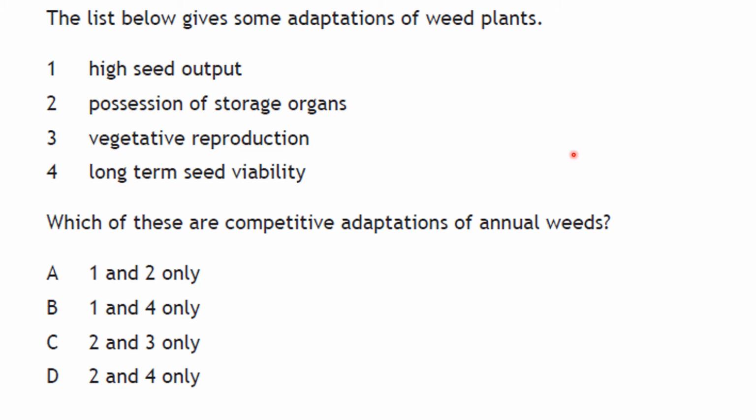The list below gives some adaptations of weed plants. Which of these are competitive adaptations of annual weeds? Press pause. So the answer for this is 1 and 4 only. So high seed outputs, this is annual weeds we're talking about, so they produce lots of seeds and the seeds are able to survive a long time, so it's 1 and 4.